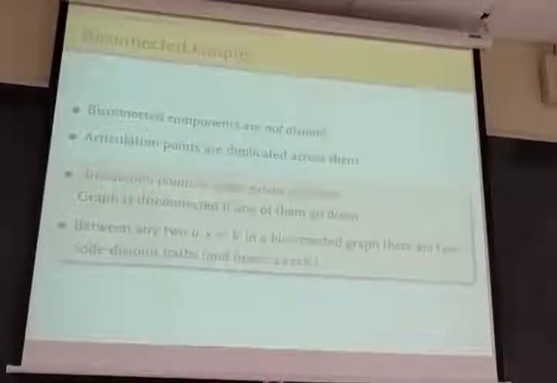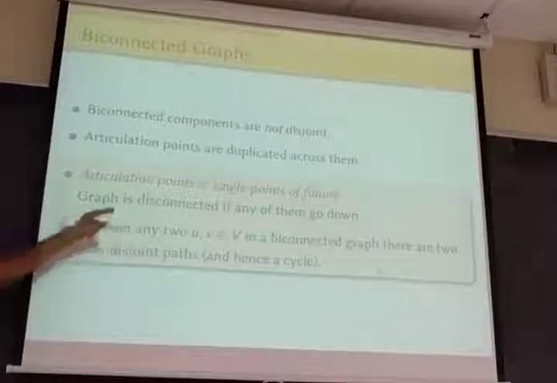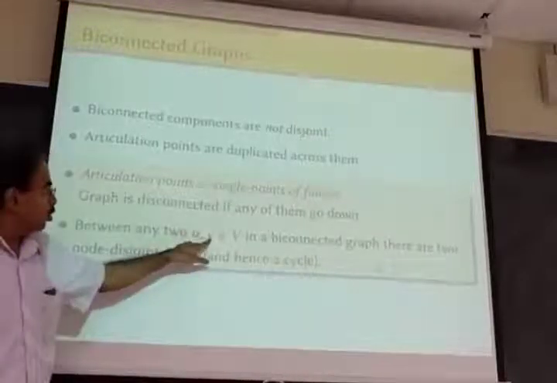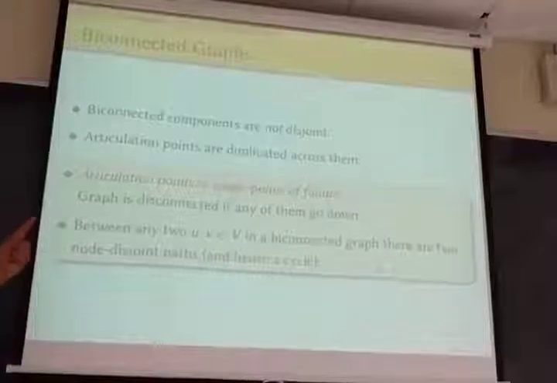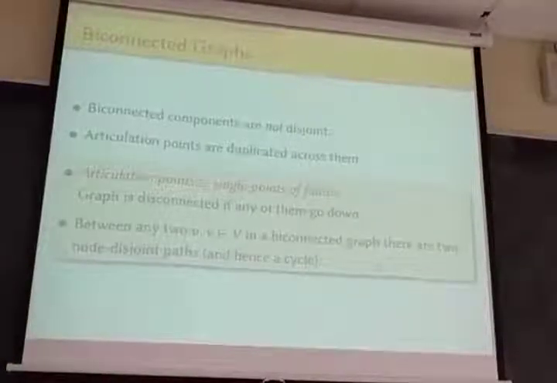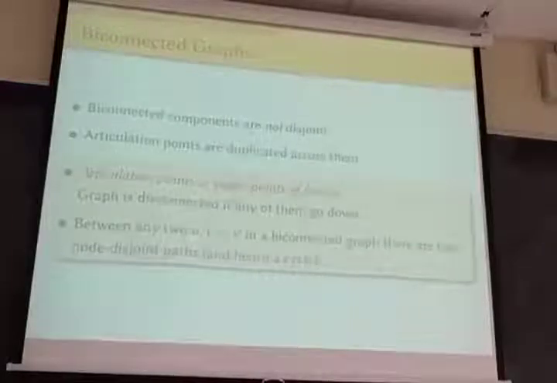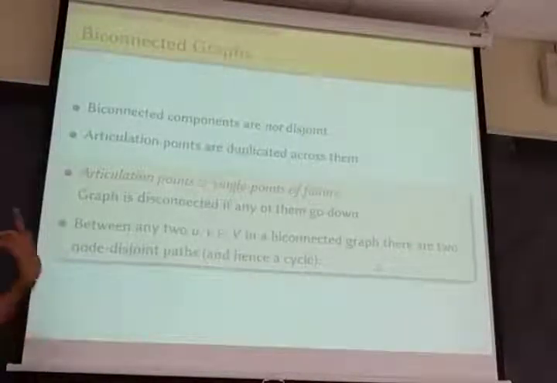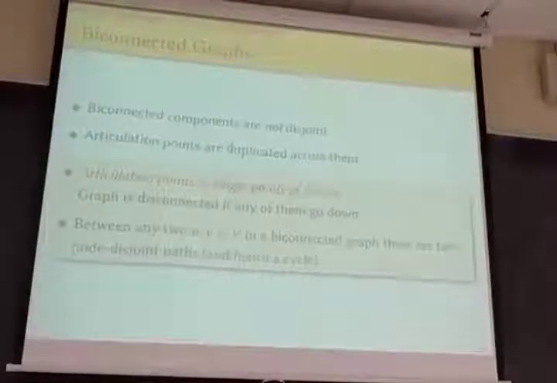So also, when you have bi-connectivity, that means there is also a cycle, right? Because if there are 2 node disjoint paths between U and V, that means you can use one of those paths to go from U to V and use the other path to come back from V to U, right? So when a graph is bi-connected, that means there is a cycle involving every pair of nodes. Okay?